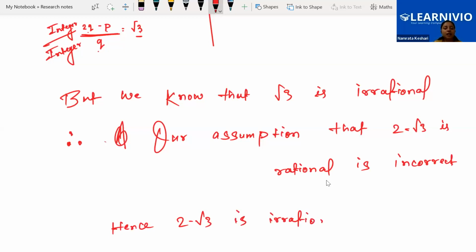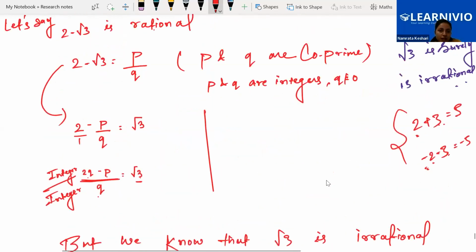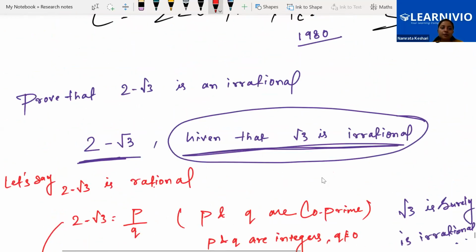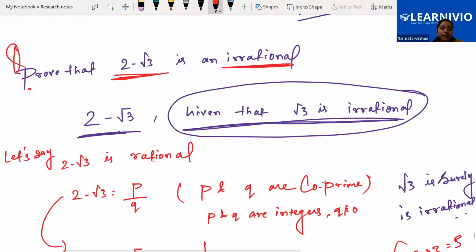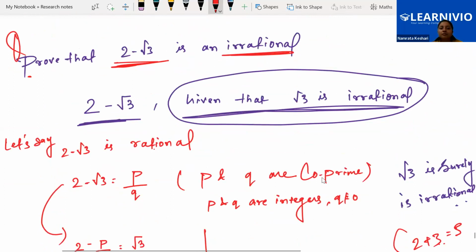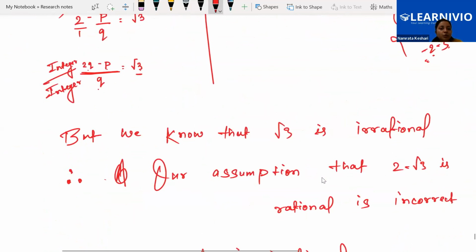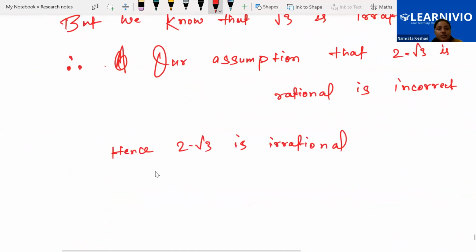This one is quite simple compared to the previous one. See, only 2 steps we have performed. We have to show that 2 minus root 3 is irrational. What we have done? We have taken it as rational. We can represent it in the form of p by q. We have shifted p by q on one side and root 3 separately on the other side. Then we are saying it is not possible. Root 3 can't be equal to integer by integer. We know that root 3 is irrational. So our assumption that 2 minus root 3 is rational is incorrect. Hence 2 minus root 3 is irrational.